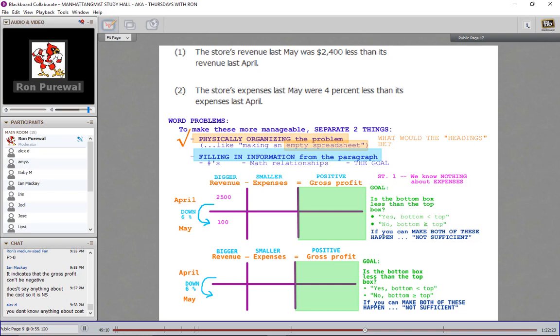And then you make these numbers up. Okay, let's say our expenses are 0 for both months. In that case, it's 2,500 in profit and 100 in profit. The bottom's greater than the top. Once we get that to happen, the goal is to try to make the bottom bigger. I mean, that's pretty easy to do.